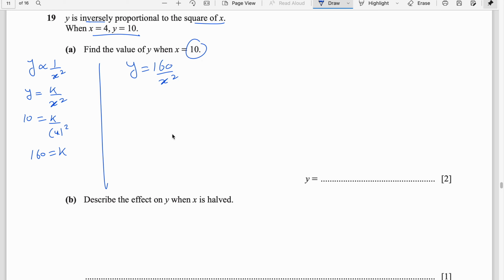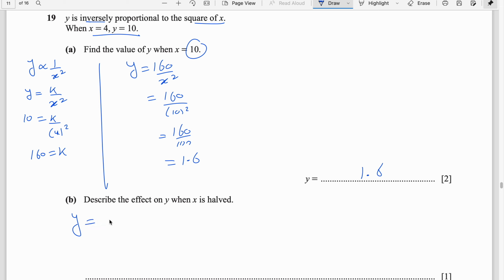And when x is 10, 160 divided by 10 squared, 160 by 100, is equal to 1.6. Describe the effect on y when x is halved.